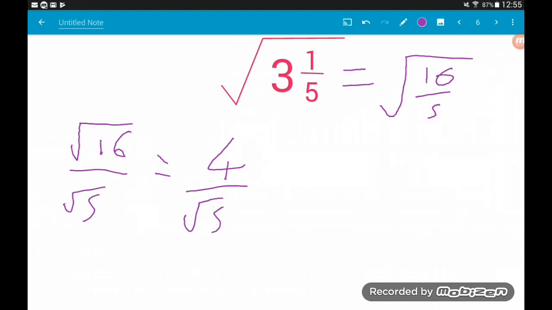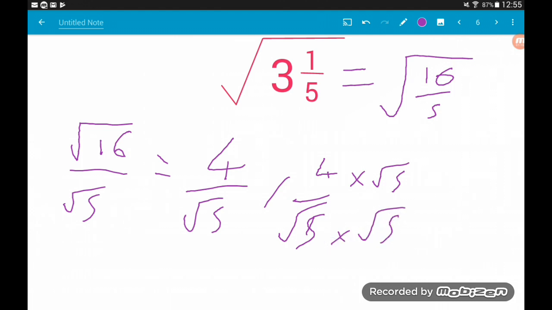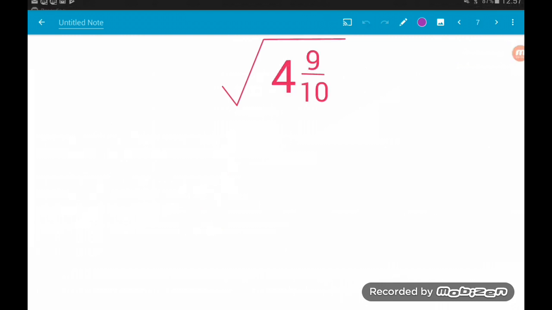Now as ever, you never want a surd on the bottom of a fraction, so now we need to rationalize the denominator. So to do that, we multiply the top and bottom by root 5. So our final answer is going to be 4 root 5 over 5. So the square root of 3 1/5 is exactly the same as 4 root 5 over 5. Cracking.